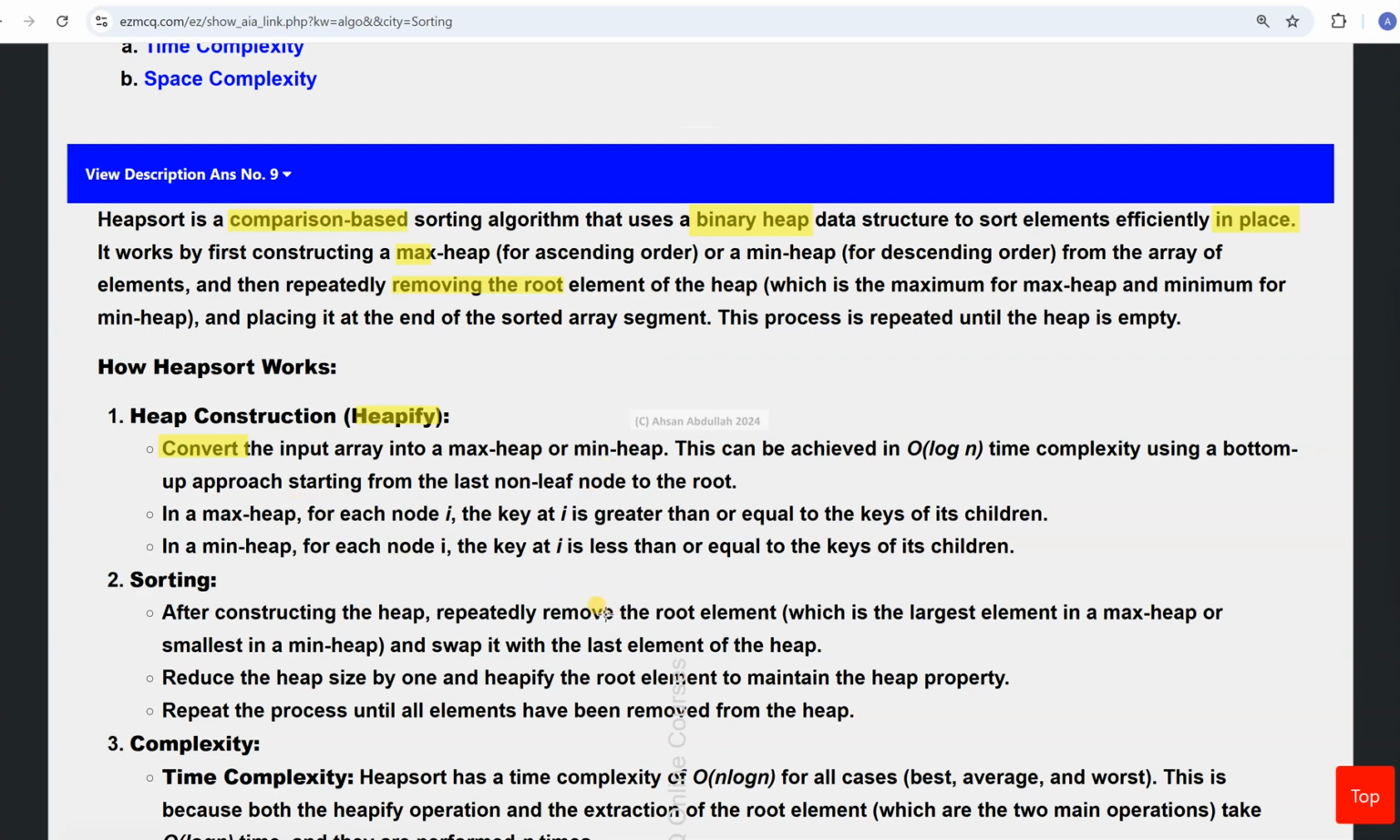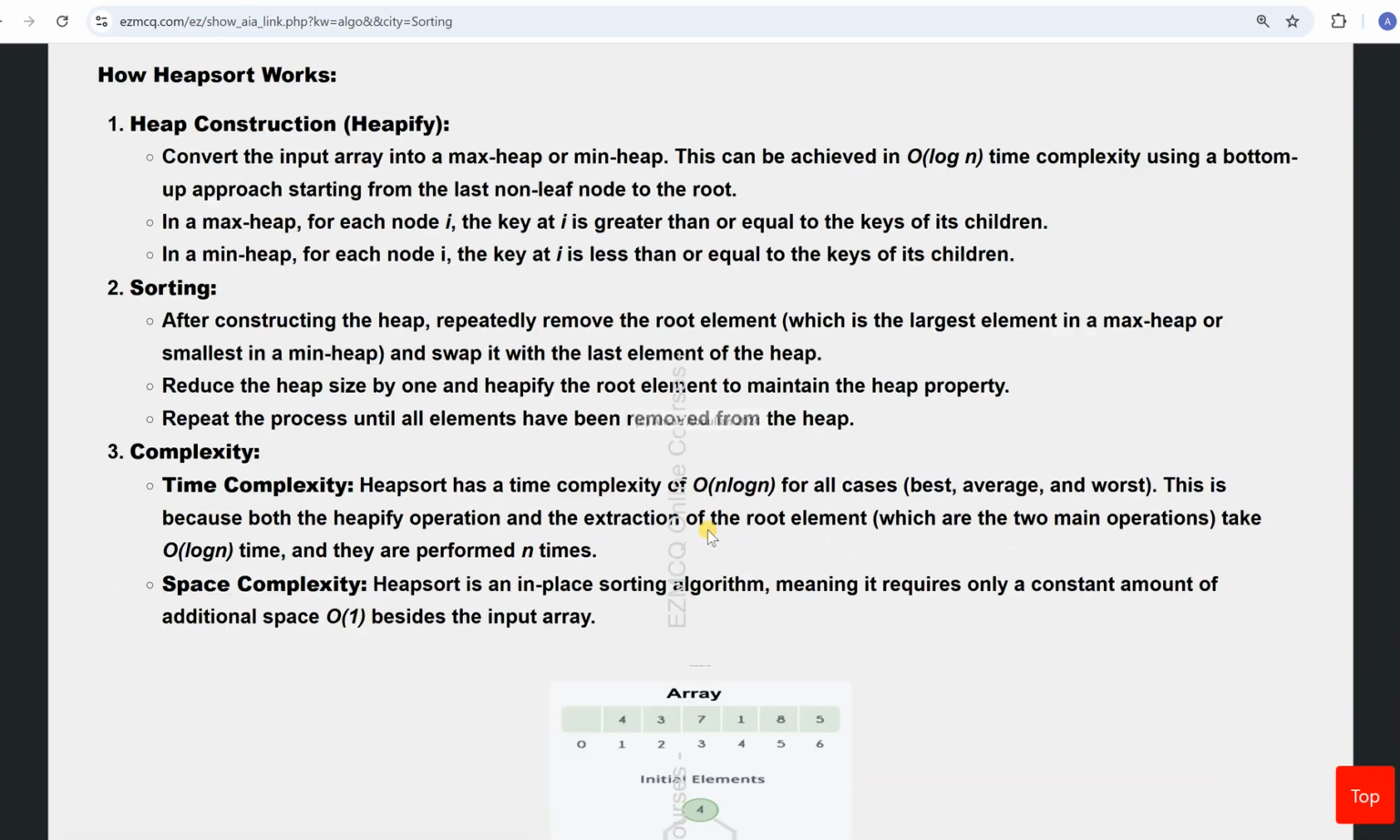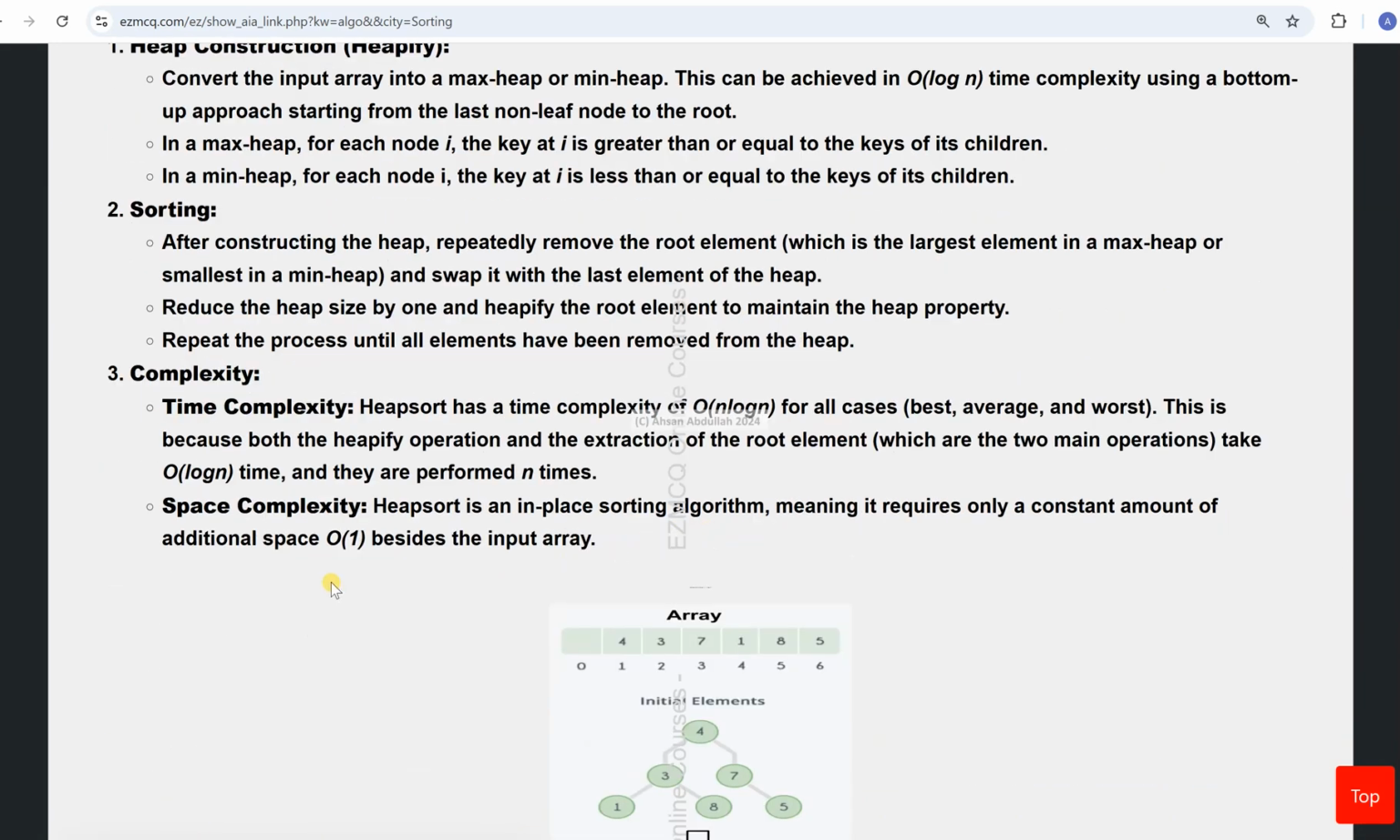So when the heap is there, repeatedly remove the root element, which is always the largest one or the smallest one, and swap it with the last element of the heap, and that reduces the heap size and maintains the heap property, obviously. You keep on doing this until all of the elements have been removed. The complexity is fairly simple, because one iteration of settling takes order log n time, and this is to be done order n times because there are n elements. So the time complexity is order n log n, and the beauty is that this is order n log n in the best case, average case, and worst case. And the space complexity is order 1.